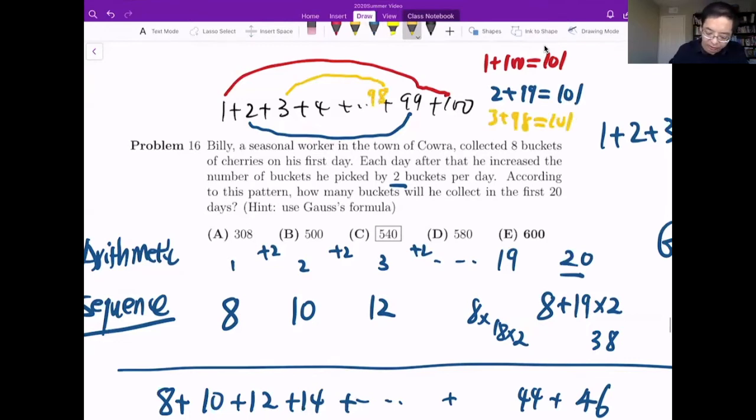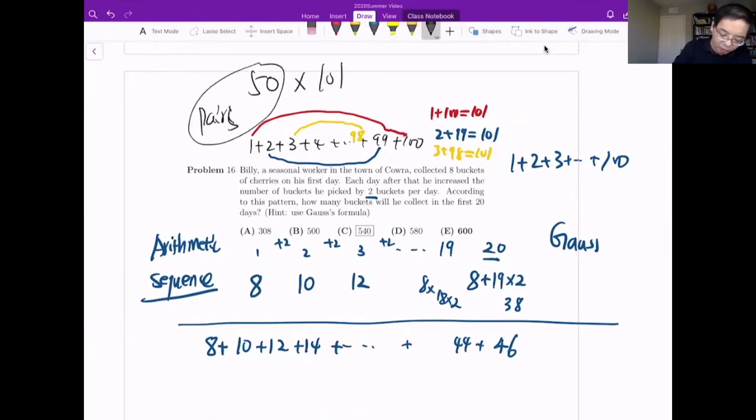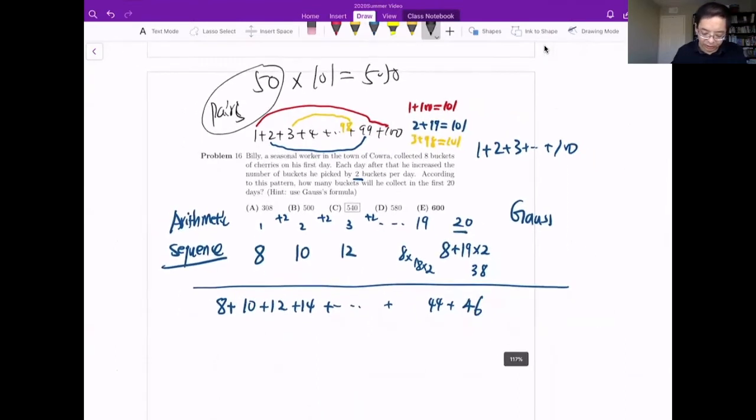Okay, so in total, then you have to say, okay, how many pairs do I have? So in total, there are 50 pairs, right? 50 pairs. And so 50 pairs times 101, so you get 5050. All right, so this is called a Gauss trick.